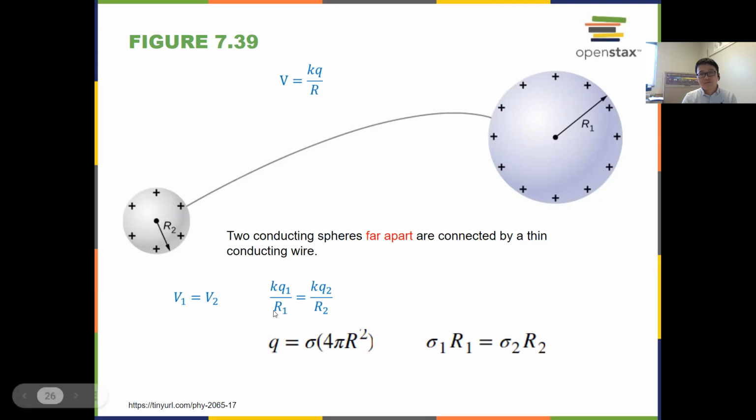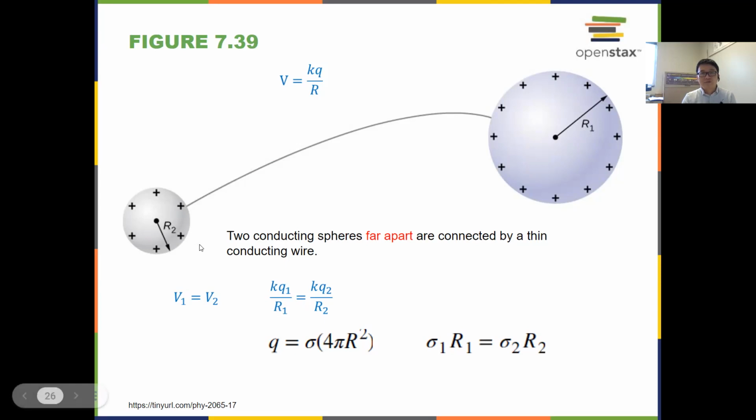Divide by R1, so R1 and the square will cancel. K will cancel, 4 pi and 4 pi cancel. So at the end you should just have sigma 1 times R1 equal to sigma 2 times R2. So the result shows these two are the same. Then if R1 is greater, that means sigma 1 will be smaller. If you have a larger radius, you have a smaller charge density, and if you have a smaller radius, you have a larger charge density.